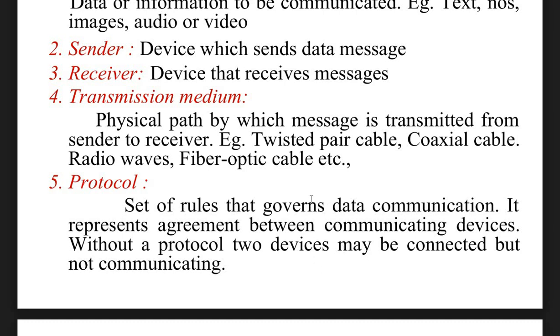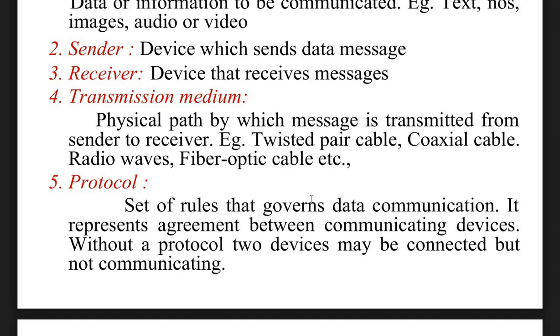So here we covered what is data communication, characteristics of data communication, and components of data communication. In short, let me give a glimpse of what data communication is. Data communication is the exchange of data between two devices using some transmission medium. That is called data communication.